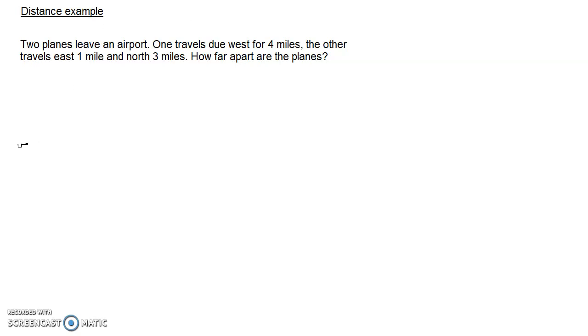Okay, so in this problem, we've got a little bit of a distance example to look at. So we've got a word problem here. Two planes leave an airport. One travels due west for 4 miles. The other travels east 1 mile and north 3 miles. How far apart are the planes?